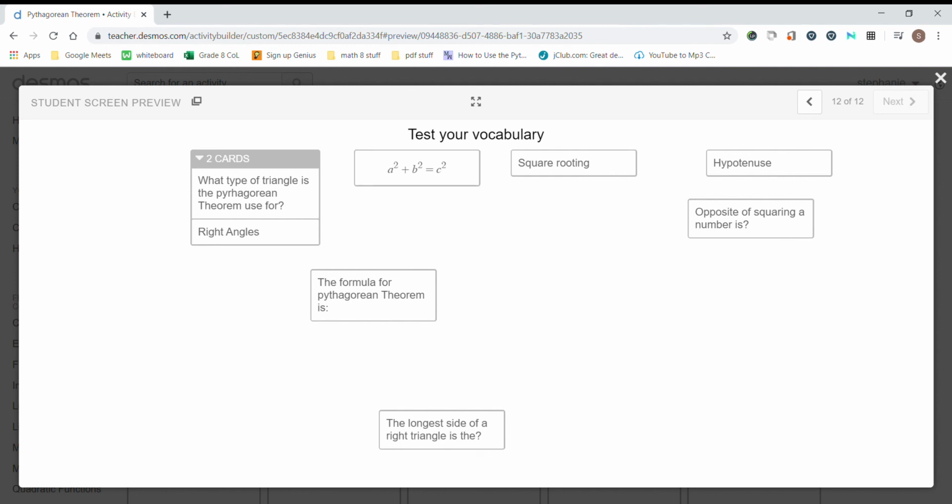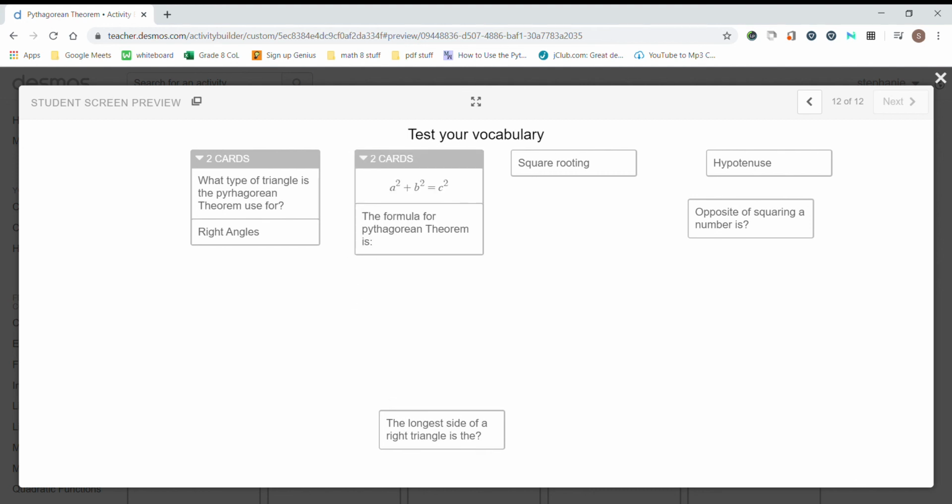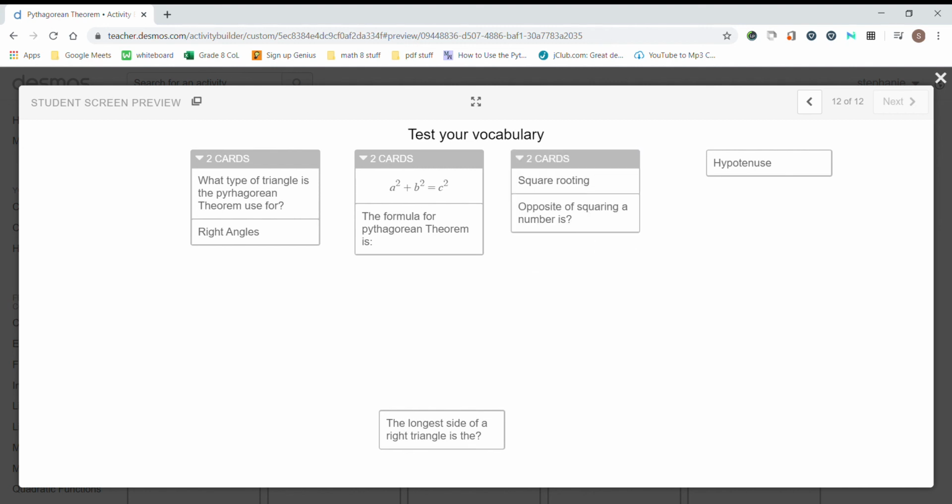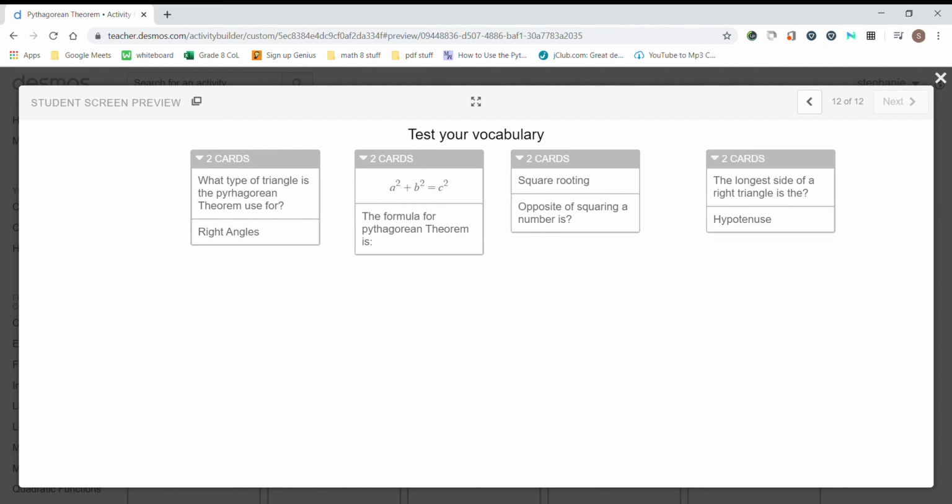This, a squared plus b squared equals c squared, is a formula. That is the Pythagorean theorem formula. Square rooting is the opposite of squaring a number. So if I squared a number, the way I can find the root of it is by square rooting. And last, the hypotenuse is the longest side of the triangle.